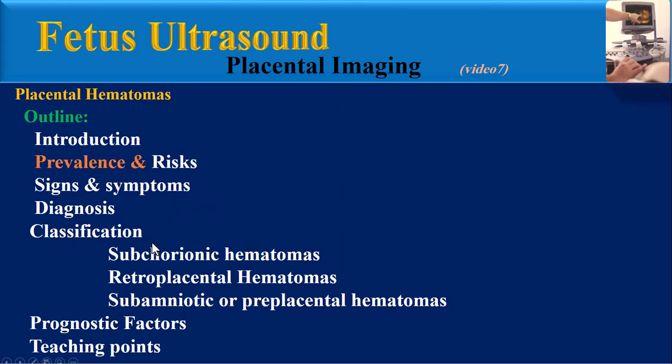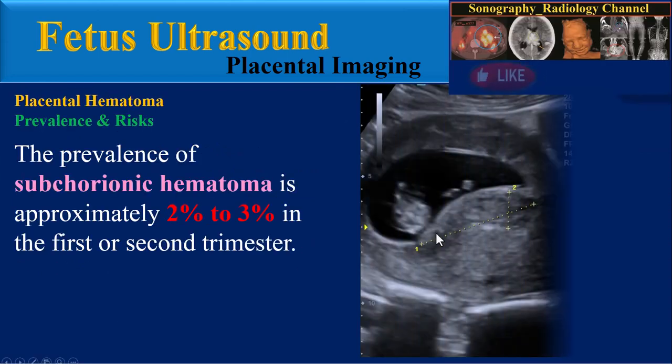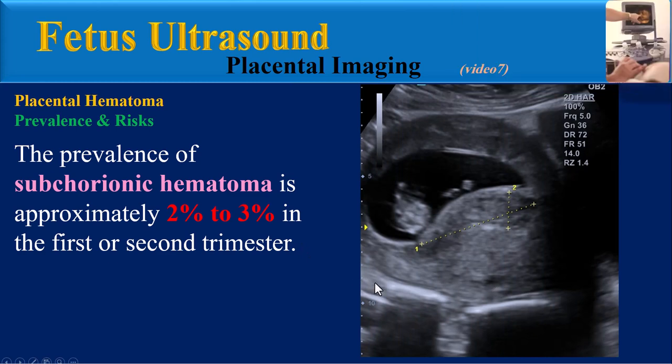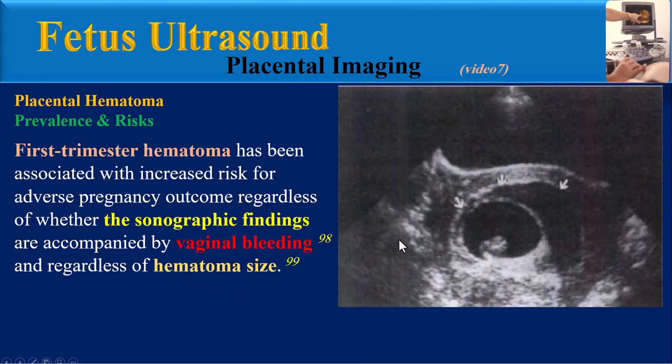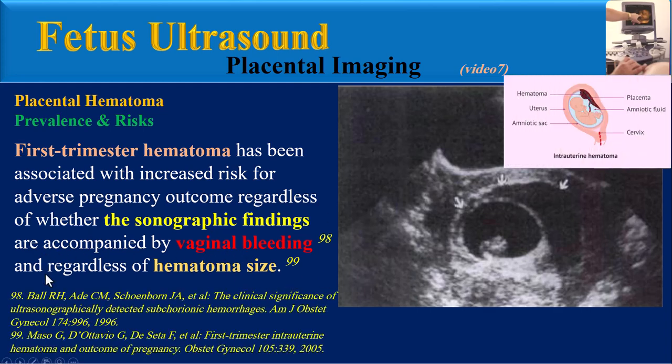Prevalence and risks of placental hematomas. The prevalence of subchorionic hematoma is approximately 2 to 3% in the first or second trimester. First trimester hematoma has been associated with increased risk for adverse pregnancy outcome regardless of whether the sonographic findings are accompanied by vaginal bleeding and regardless of hematoma size.